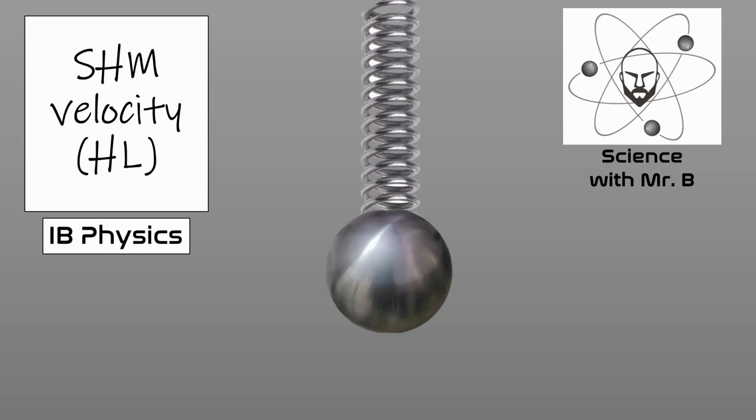Here's a pretty tricky problem for SHM for HL only, and it's to calculate the velocity of an object oscillating on a spring, a sort of mass on a spring, bouncing up and down, following the principles of SHM, where the acceleration of an object is proportional to the displacement but in the opposite direction. That is SHM. Here's the problem.